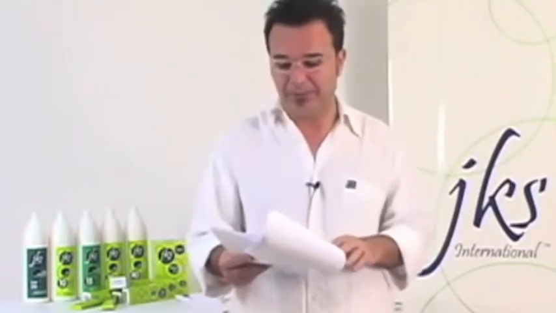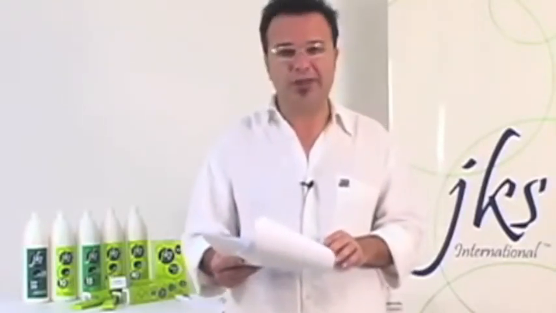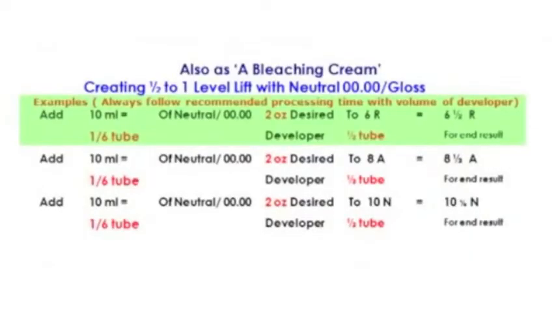And this is where neutral will walk in. You would use 1/6 of the tube into half a tube of, let's say, 6R, and then of course 2 ounce of the desired developer, and you will achieve a 6.5 red. So you will move up about half a level to a 6.5 red. And that would be an excellent idea, especially when you're doing a 10A, 10N, when you're lifting somebody just a little bit and so on and so forth.